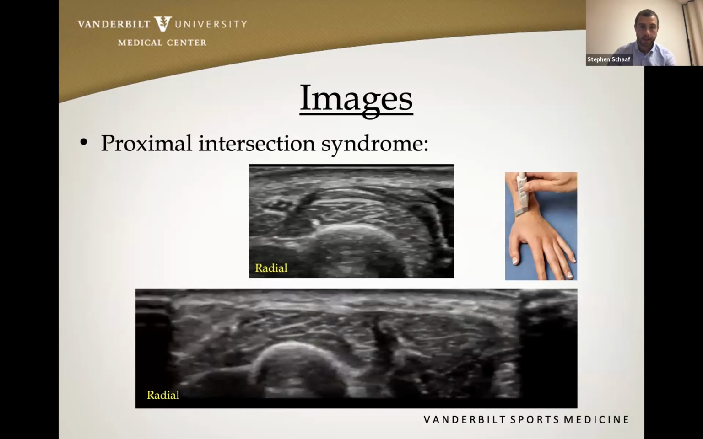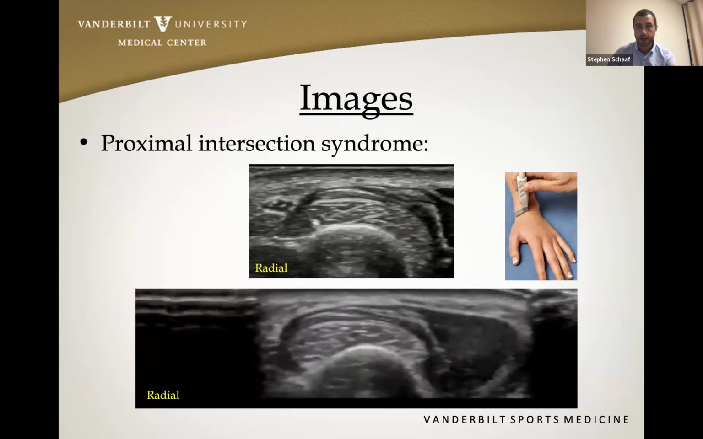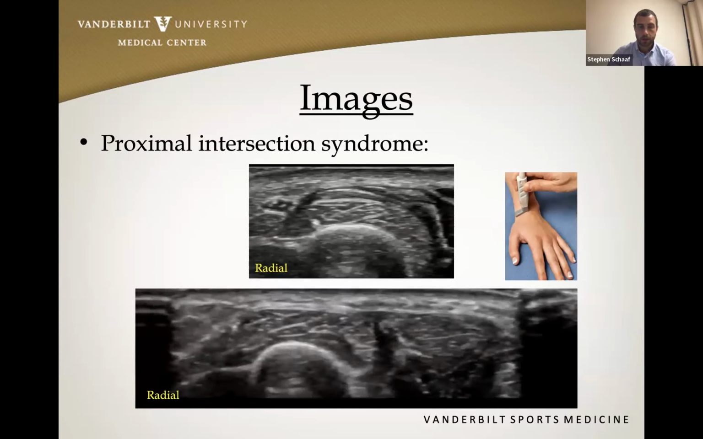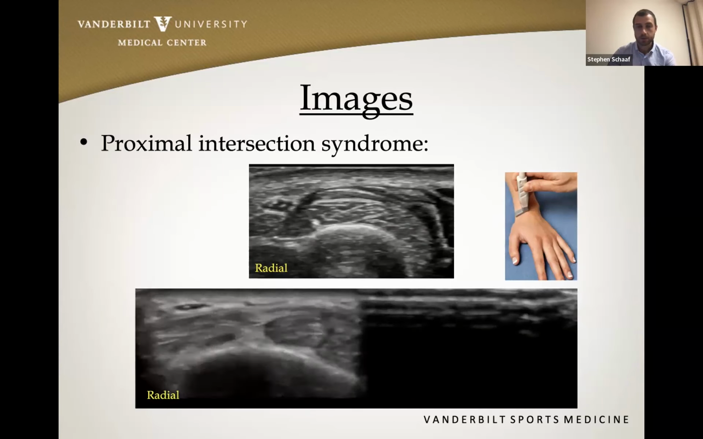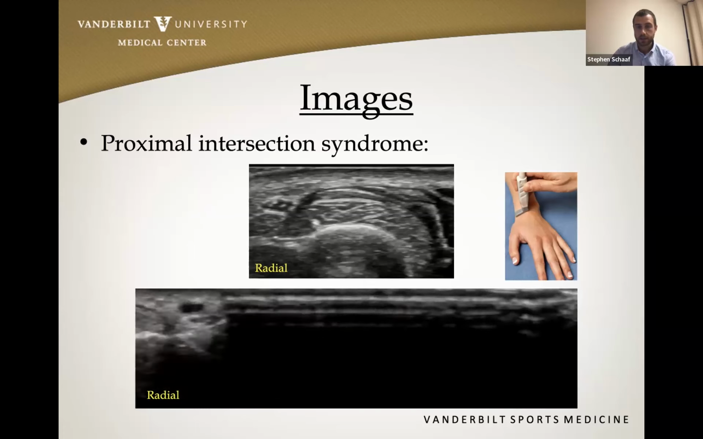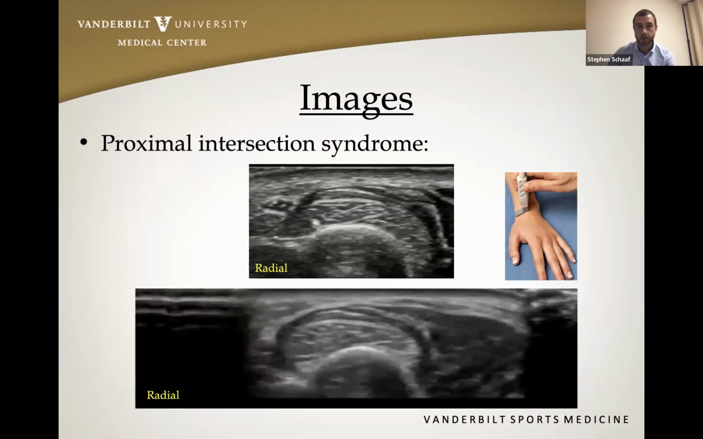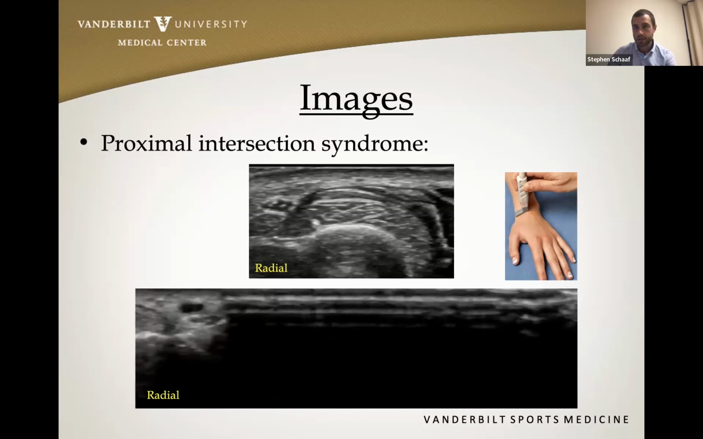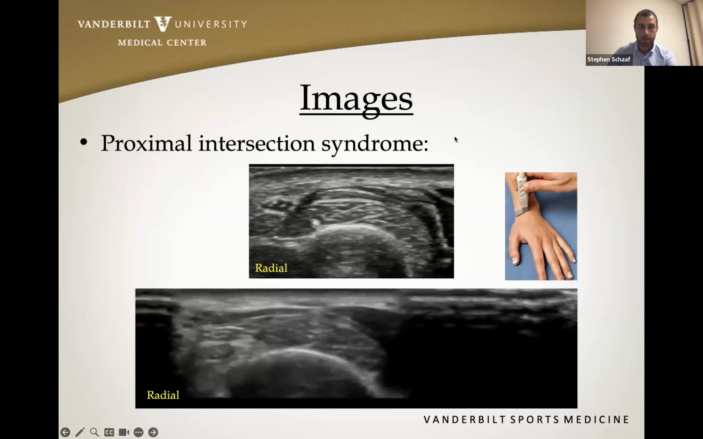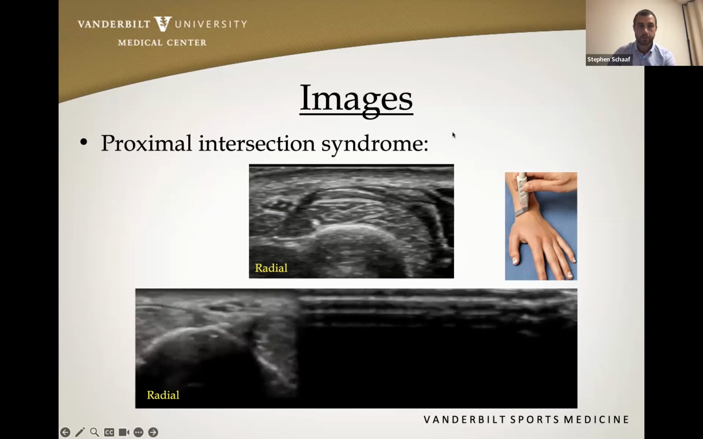Next, along with that first extensor compartment, I usually evaluate this dynamically. So we're going to be going more proximal to that Lister's tubercle. And this is where we're going to see the first extensor compartment cross over the second proximally. But notably, we're not really seeing any dyskinetic motion in this case, or any kind of fluid collection at that area.